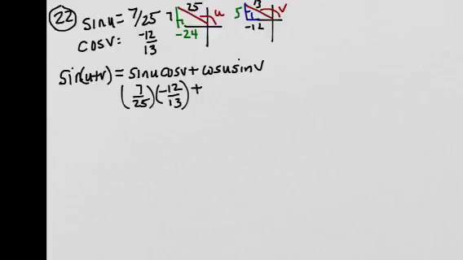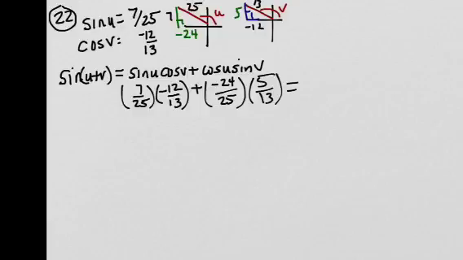Plus cosine u, so I'm going to look over here at angle u, and cosine is x over r. So then I'm going to write negative 24 over 25. Okay, and sine v, I'm going to look at angle v over here, and sine is y over r, so that gives me 5/13.